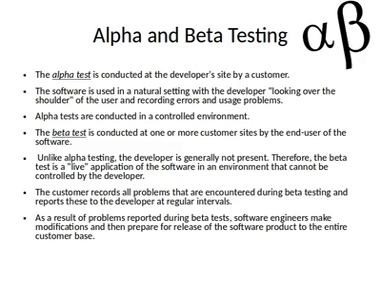Unlike alpha testing, the developer is generally not present. Therefore, the beta test is a live application of the software in an environment that cannot be controlled by the developer. The customer records all problems that are encountered during beta testing and reports these to the developer at regular intervals. As a result of problems reported during beta tests, software engineers make modifications and then prepare for release of the software product to the entire customer base.